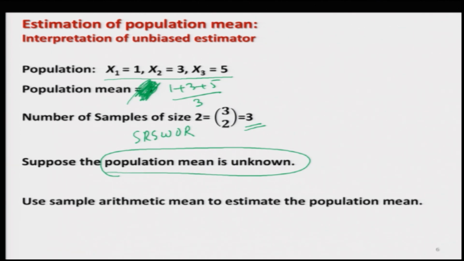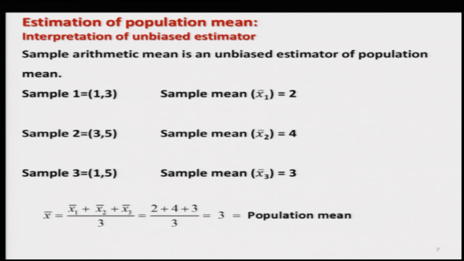We do not know this population mean capital X bar, but we want to know its value. So, what do I do? I try to take a sample and compute the arithmetic mean of the sample values. Here, in this case, I have 3 possibilities to draw a sample. Sample number 1 can be the 1 and 3 unit, sample number 2 can be 3 and 5 unit, and sample number 3 can be 1 and 5 unit, right.